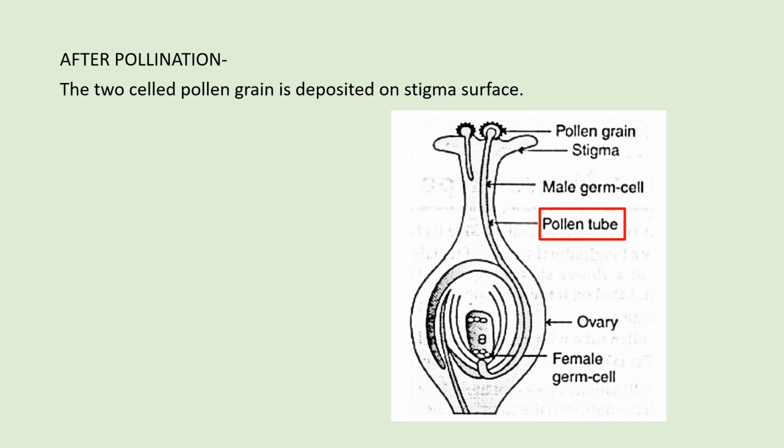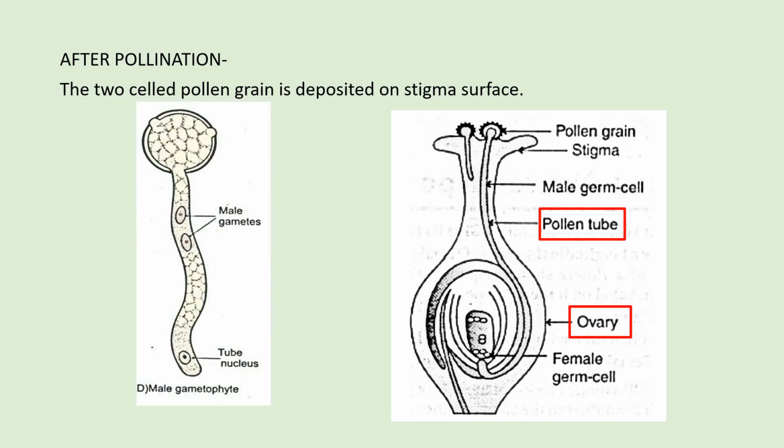The pollen tube grows down towards the ovule, through the style, due to chemical stimulus inside the ovary. During this, the generative cell divides through mitosis in the pollen tube to form two haploid, non-motile male gametes. This represents the male gametophyte. This completes the male gametophyte in its development.